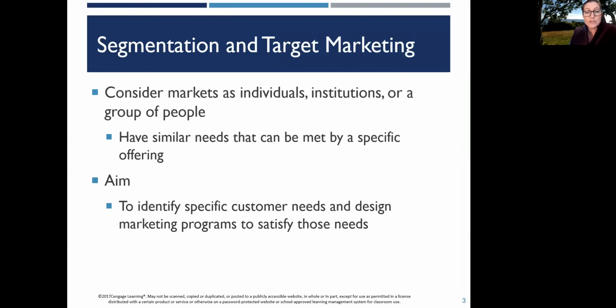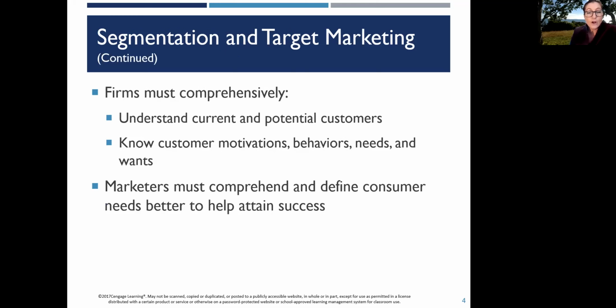All right, so what are we talking about? Segmentation and target marketing. We're talking about considering markets as individuals, as institutions, or a group of people. And these markets have similar needs that can be met by a specific offering. So the aim of segmentation and target marketing is to identify specific customer needs and design a marketing program to satisfy those needs.